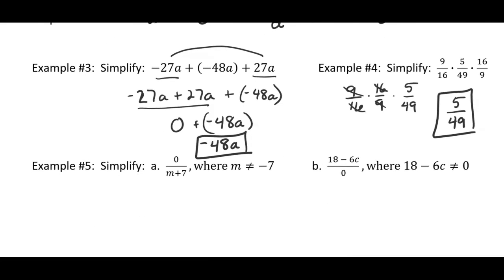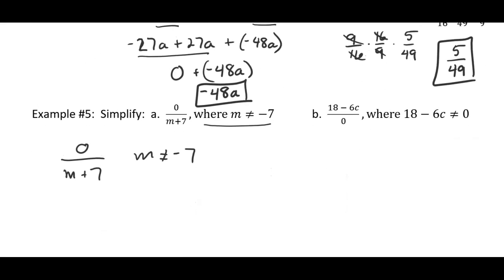Okay, we want to go over this last one, and they have a little bit of extra notation here, so I wanted to talk about that a little bit. For part A, it says 0/(m plus 7). But there's this little clause afterward that says, by the way, m cannot equal -7. We know from the property that 0 divided by m plus 7, 0 divided by whatever real number, is going to be 0. That is true.